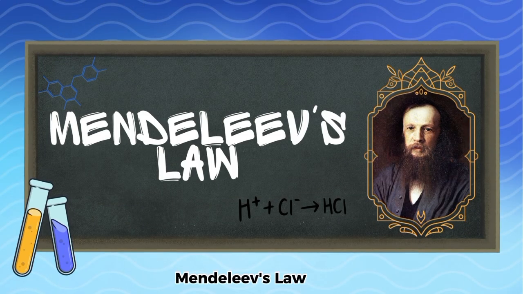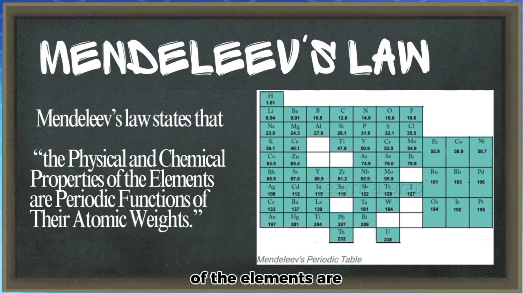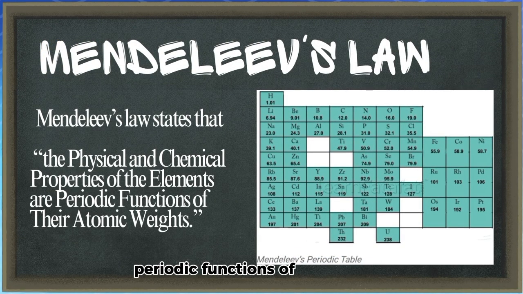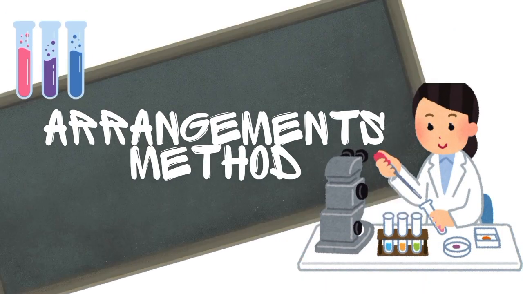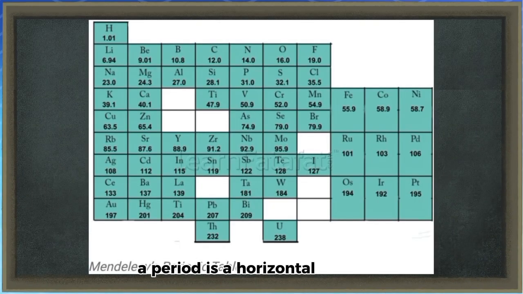This law states that the physical and chemical properties of the elements are periodic functions of their atomic weights. A period is a horizontal grouping of elements. When an element has a high degree of similarity to an earlier element, the new element with comparable qualities is put exactly beneath the earlier element to begin a new period.